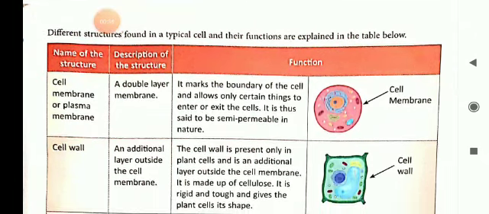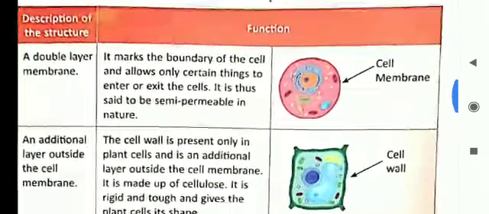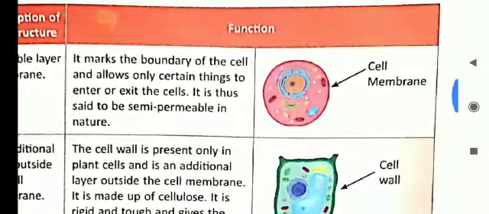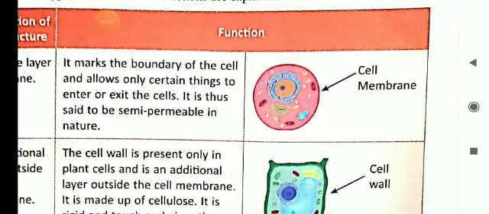First is cell membrane or plasma membrane. Cell membrane is also known as plasma membrane. It is a double layer membrane which covers the cell. It is the boundary of the cell which allows only certain things to enter or exit the cell, and so it is known as semi-permeable membrane. Semi-permeable membrane allows certain things to pass through it, not all.